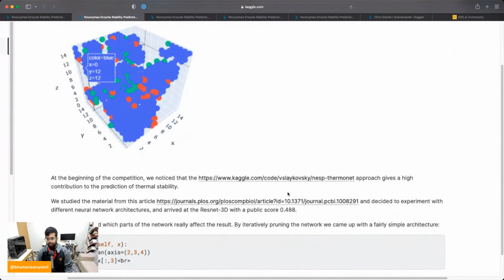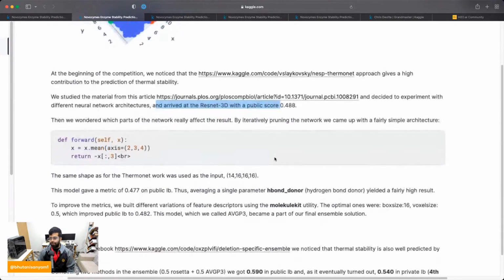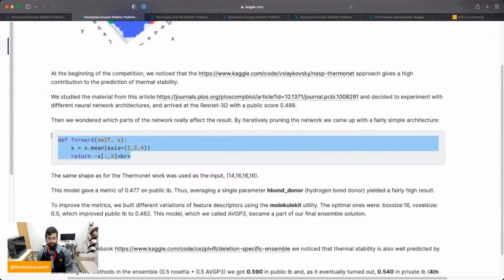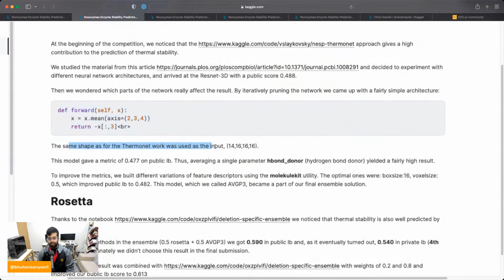At the beginning of the competition, they also noticed that Thermonet was giving a high contribution. So they studied a particular paper and decided to experiment with different neural network architectures, which led them to Resnet 3D with a score. They iteratively worked on the architecture and found that this was the secret there. The same shape as Thermonet was used, and this model gave 0.477 on public LB, thus averaging a single parameter, H bond underscore donor, hydrogen bond donor, yielded a fairly high result.